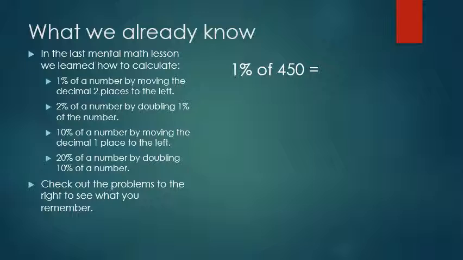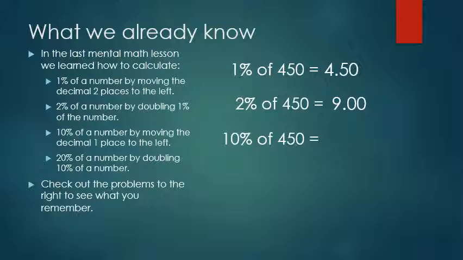1% of 450. So remember, to calculate 1% of a number, we move the decimal 2 places to the left. So 1% of 450 is 4.5. 2% of 450. So remember, to find 2% of a number, we just double 1%. So since 1% was 4.5, 2% would be 9.